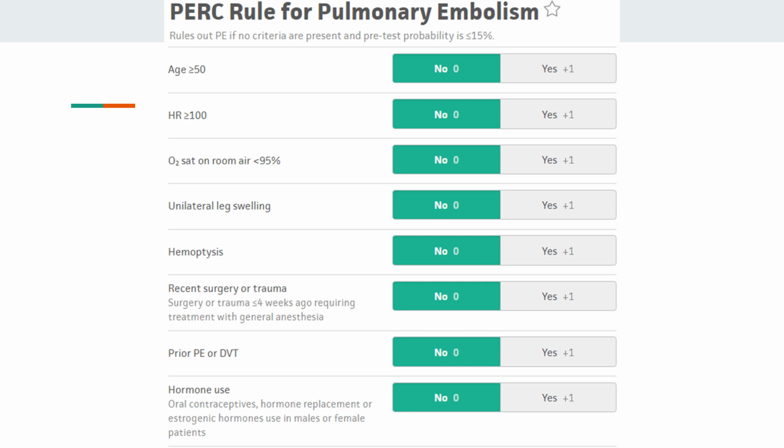If the patient is less than 50 years of age, is not tachycardic, has room air sats of greater than 95%, does not have unilateral leg swelling or hemoptysis, has not had a recent surgery or trauma, does not have a history of DVT or pulmonary embolism, and is not receiving any hormones, there is less than 2% chance of a pulmonary embolism and no further workup is needed. No CT scan and you don't even have to do a D-dimer.